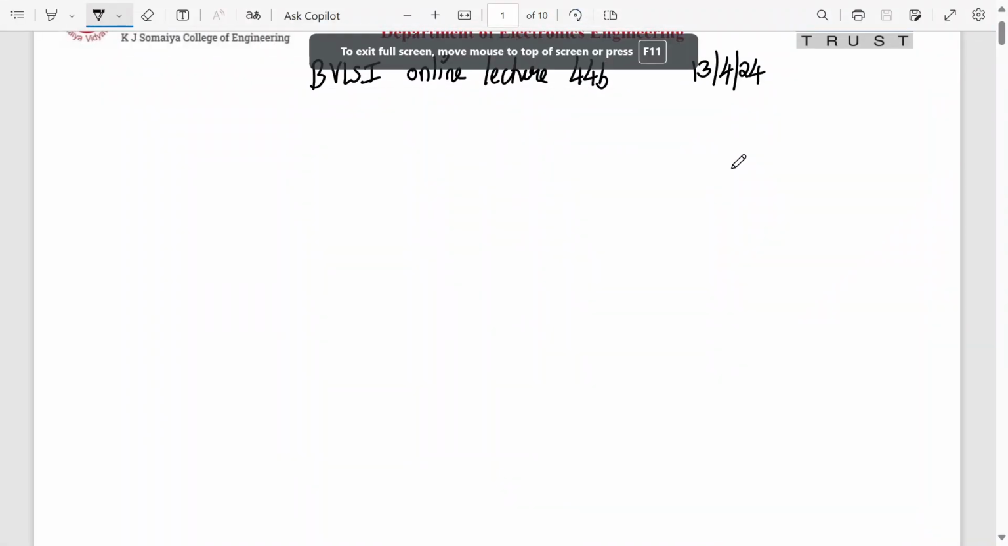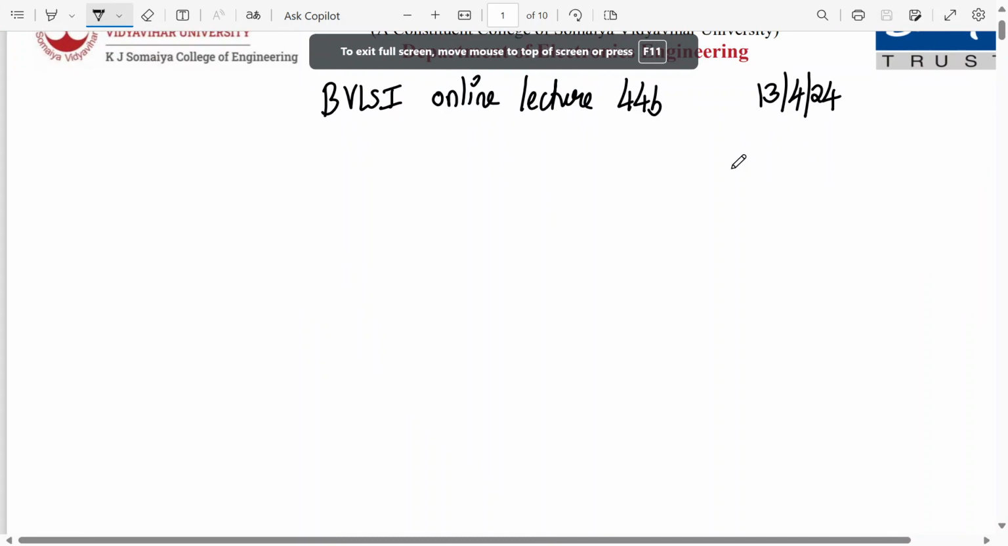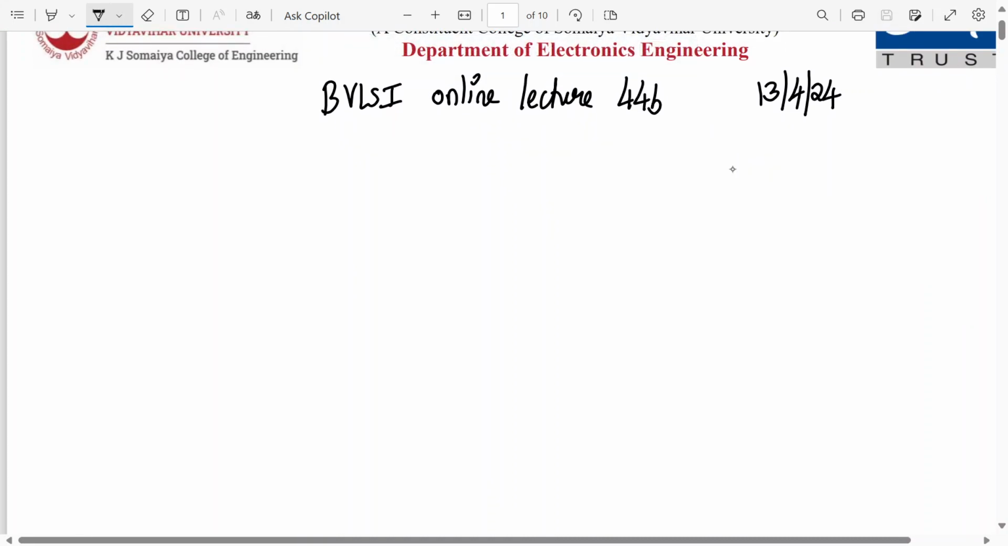Hello students, welcome back. We are going to continue with the topics of CMOS inverter. In the last lecture, we derived the expression for the switching voltage threshold, that is VTH, of the CMOS inverter. So today we are going to take this further. We will do noise margin analysis now of the CMOS inverter.